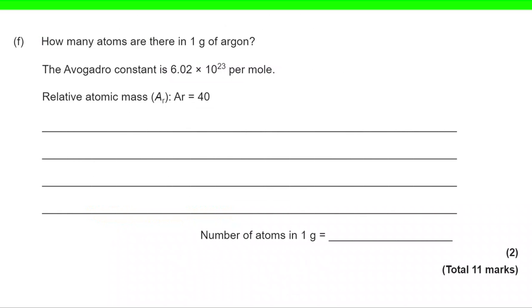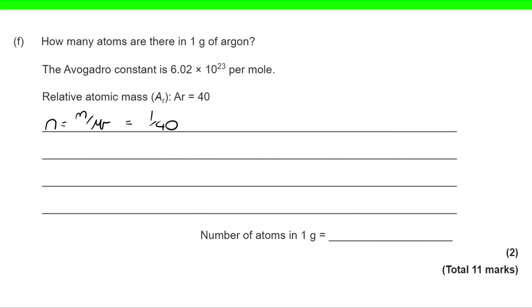And finally, on to part F, how many atoms are there in 1 gram of argon? And we're provided with Avogadro's number here. Now, Avogadro's number is the number of atoms or molecules that exist in 1 mole of any substance. So if we know how many are in 1 mole, the first job we have is to find out how many moles there are in 1 gram of argon. And to work out moles, you do mass divided by molecular mass.